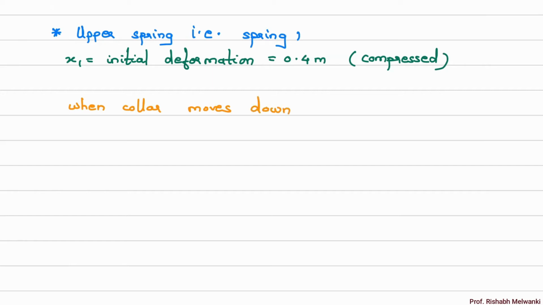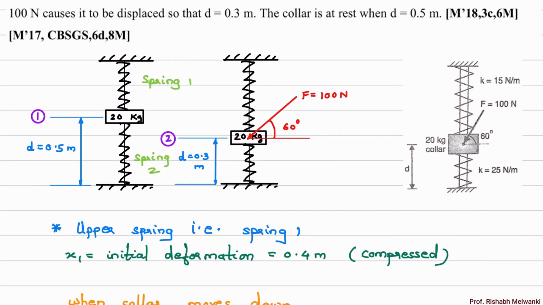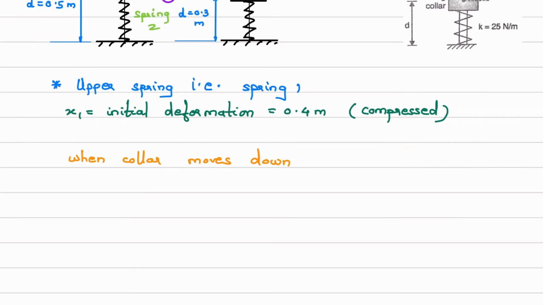What is the distance the collar moves down? This is 0.5 and this is 0.3. So collar moves by a distance of 0.2 meter. 0.5 minus 0.3 meter, 0.2 meter. When collar moves down by 0.2 meter, spring 1 is elongated.